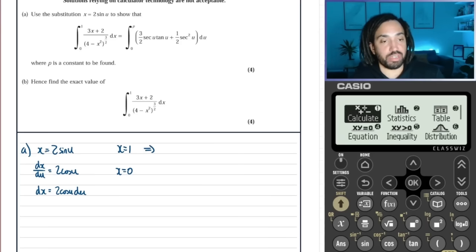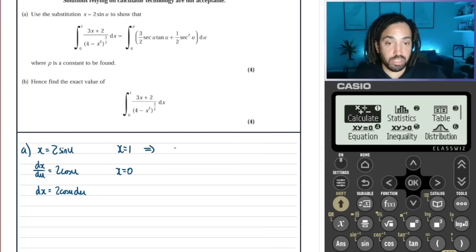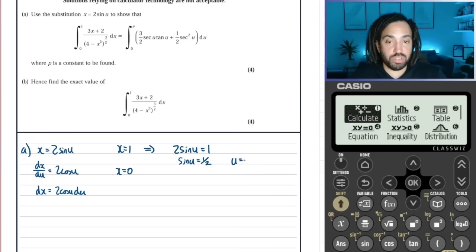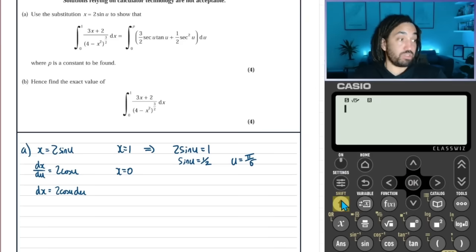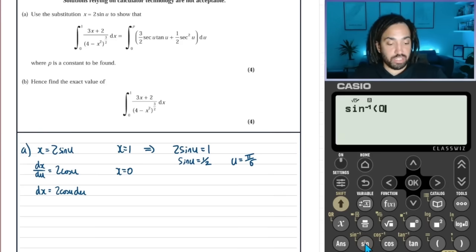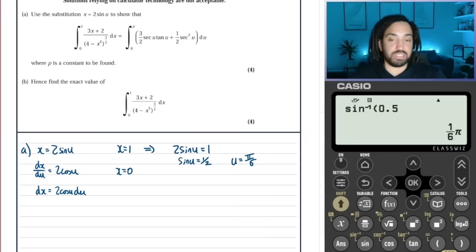Okay, so we know x is equal to 2 sine u. So this is the same as saying 2 sine u is equal to 1, which means sine u is equal to a half, which means that u is equal to pi over 6. Because what we could do here is we could do in radian mode, so it has to be in radian mode if you're doing a trig substitution, and we could do inverse sine of a half, we get pi over 6, and it's always the principal value that you use, so no need to find second solutions for sine in this case.